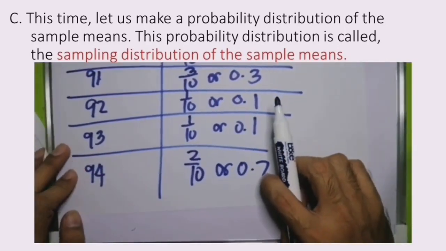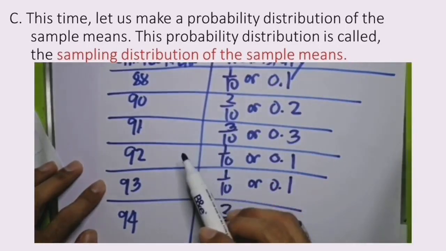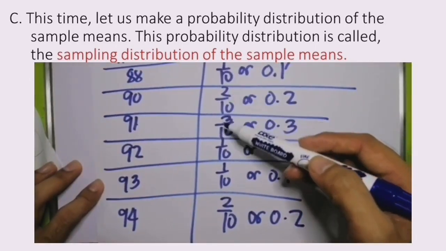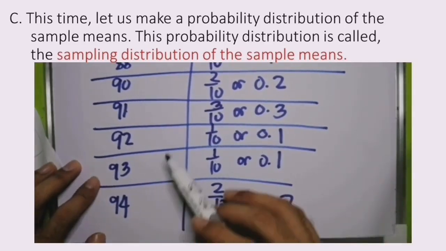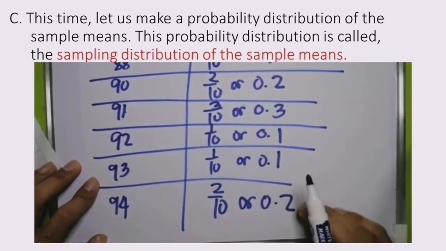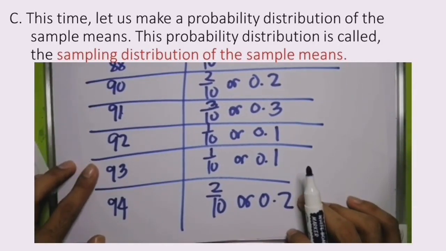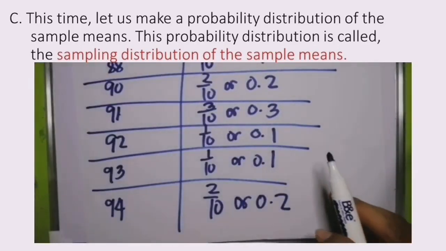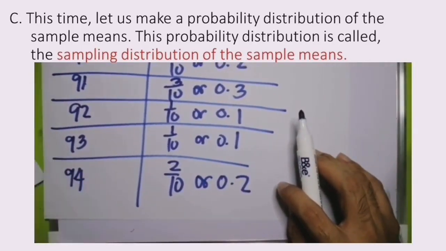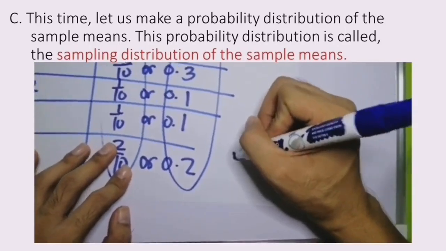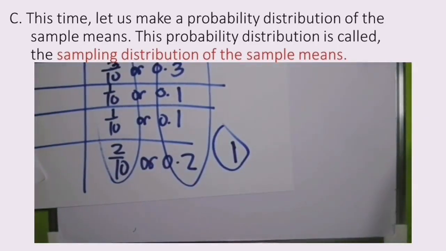So, observe that 88, 92, and 93 appeared only once, so their probability is 1 over 10. 90 and 94 appear twice in our sample means, so their probability is 2 over 10 or 0.2. And 91 appears three times in our sample means, so that's 3 over 10 or 0.3. And again, if we add them all up, the total is 1.